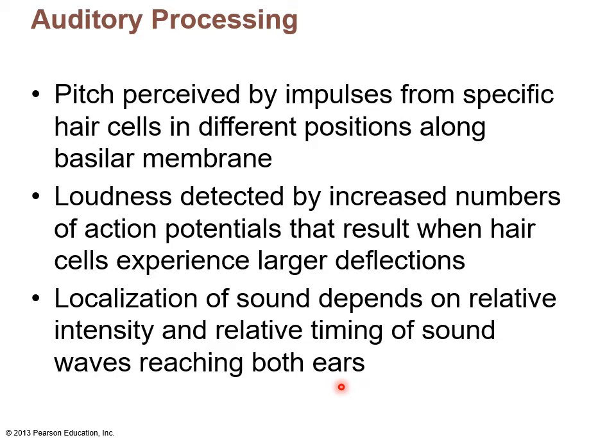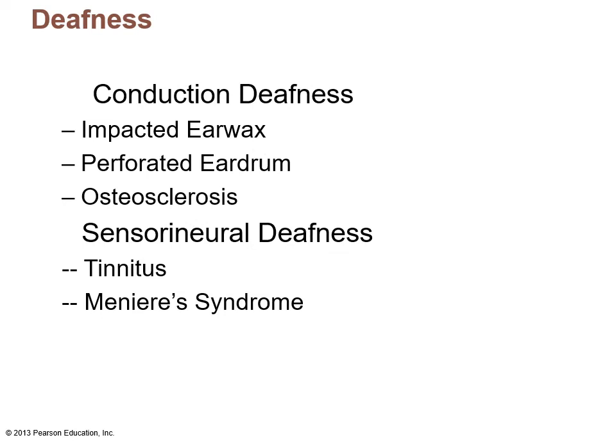Your ears can tell that the sound's coming from the right because it reaches the right ear before it hits the left ear. Even though it seems like it's instantaneous, there is a timing difference that your brain can pick up. Now, there are types of deafness. Conduction is where you have some interference with the sound actually getting to the cochlea. So you could have a problem like impacted earwax.